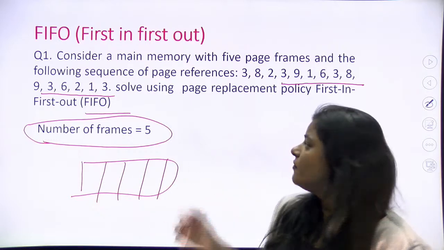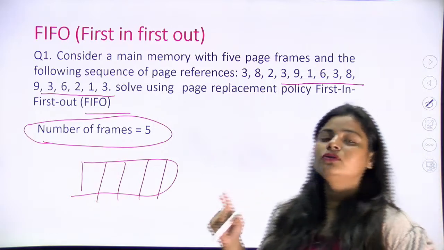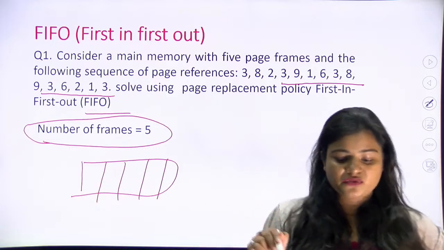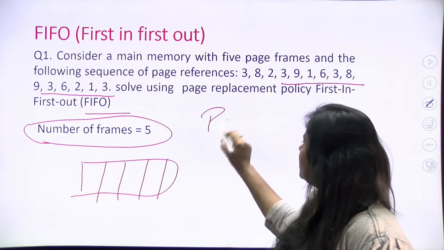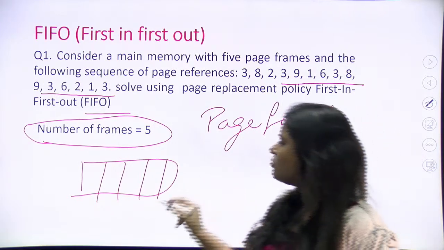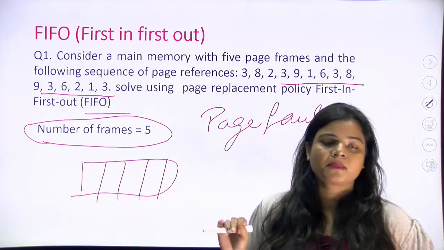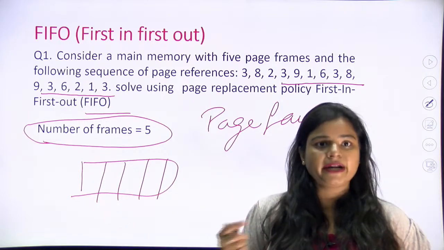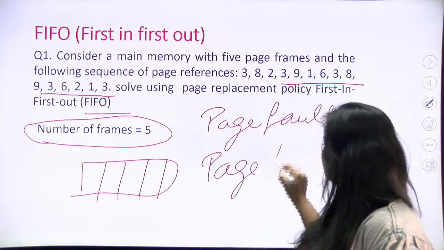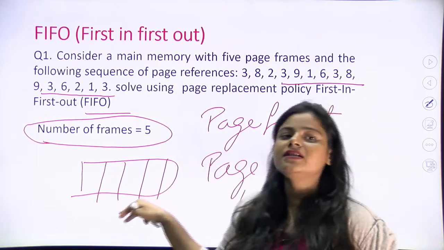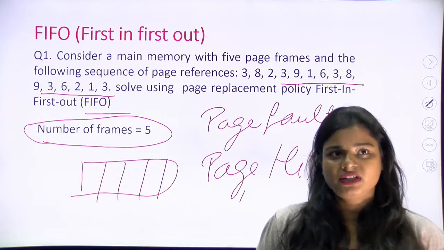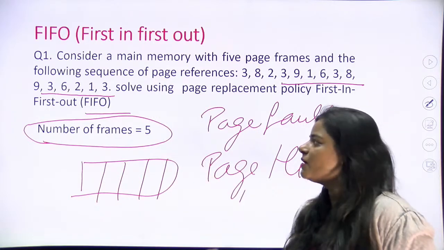So let's start. One more thing I want to tell you, that I have told you the concept of page hit and page fault. We have to calculate the page faults as well as the page hits. So whenever we are not finding the page inside the frame, that situation we will calculate as a page fault. Whenever any page we are requesting is already present inside the main memory, this situation we call a page hit. So let's start with the example. So the condition is that the number of frames is 5.